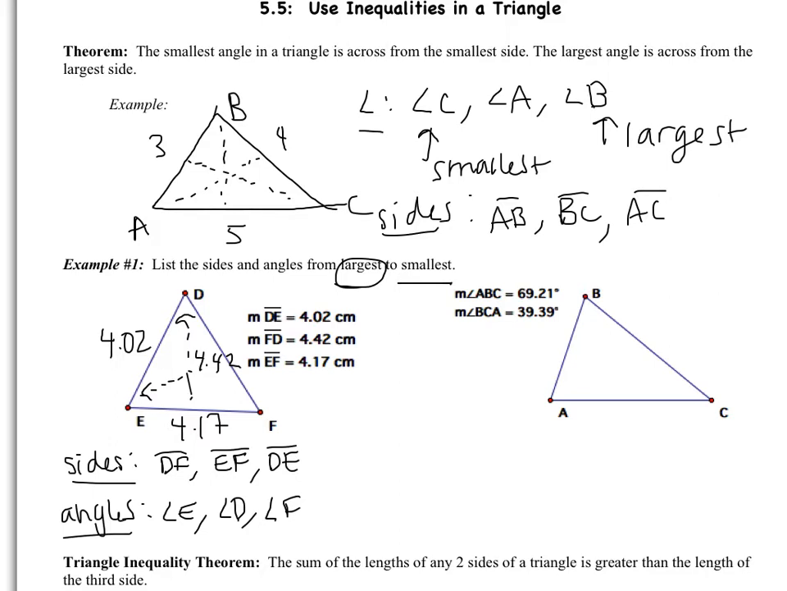Okay, first thing that you should have done is mark the information that we are given. So angle ABC is 69.21 degrees. BCA is 39.39 degrees. And then I need to find angle A. Well, I know all the angles in a triangle add up to 180. So if I take 180 and I subtract 69.21 and I subtract 39.39, I get 71.4. So angle A is 71.4.